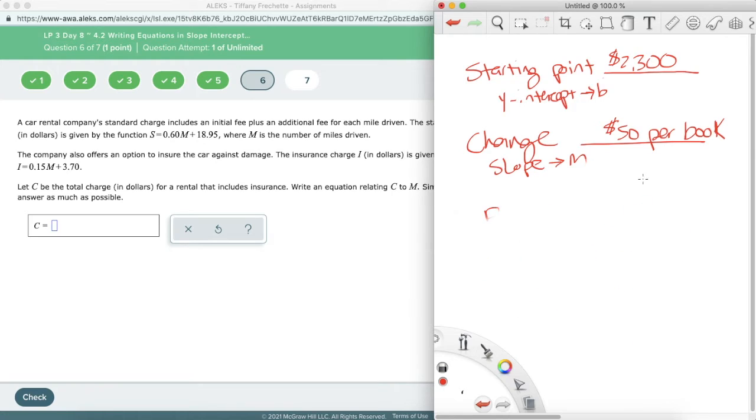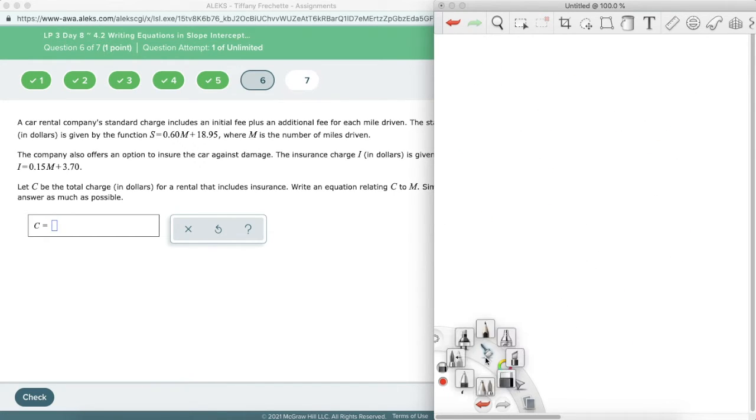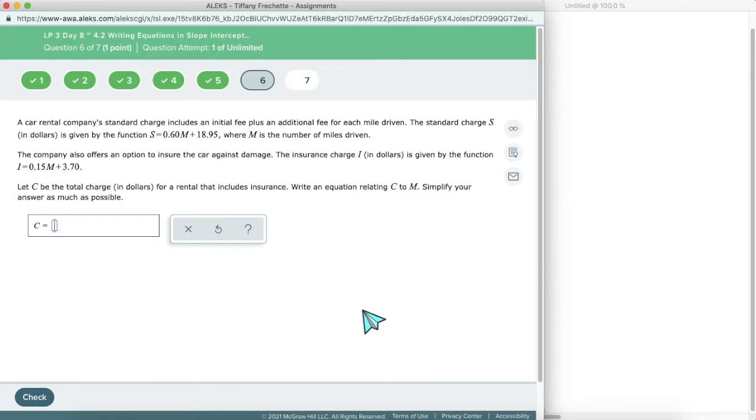So, we're going to go to the next piece here. Car rental company standard charge includes an initial fee plus an additional fee for each mile driven. The standard charge S in dollars is given by the function S equals 0.6M plus 18.95, where M is the number of miles driven. The company also offers an option to insure the car against damage. The insurance charge I in dollars is given by the function I equals 0.15M plus 3.70.